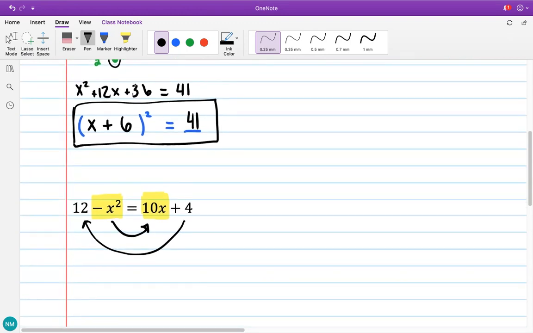Okay? So what that's going to look like is I'm going to add x squared to both sides, and I'm going to subtract 4 from both sides.